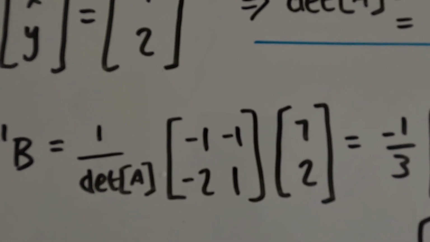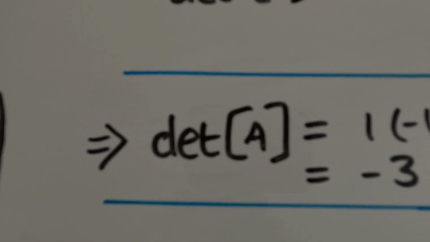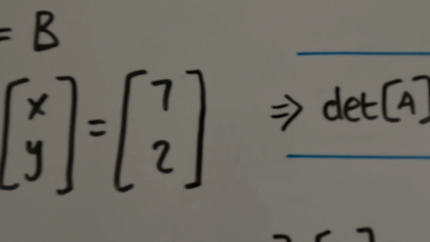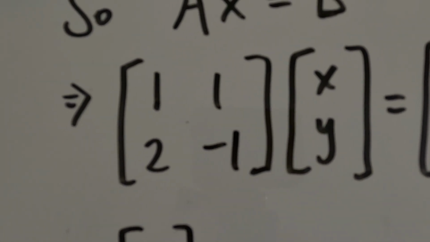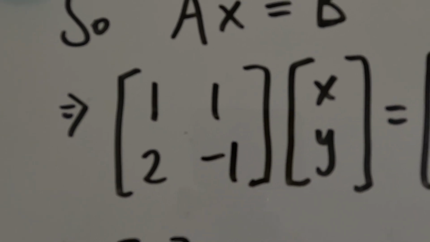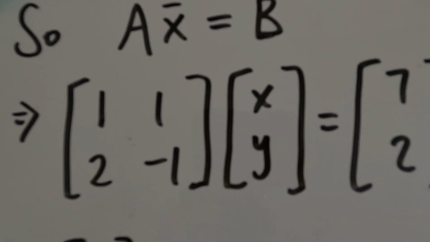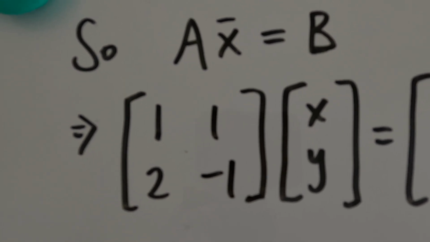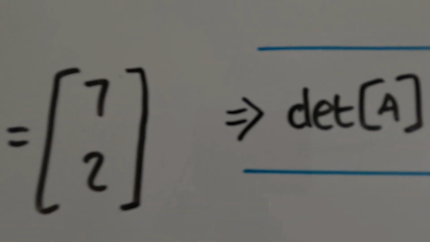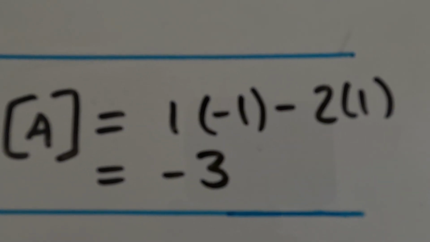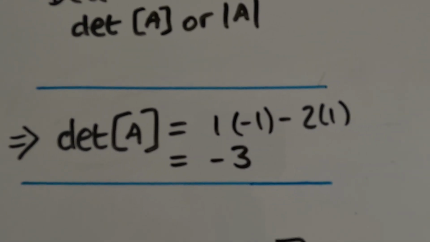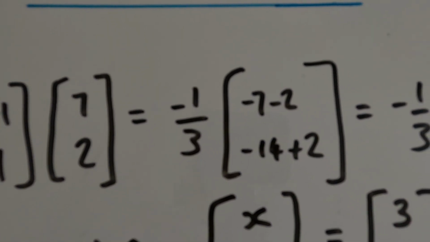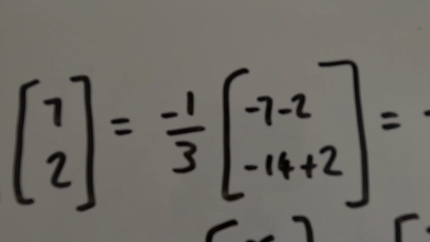Okay, so let's work out the determinant of A very quickly. The determinant of A is equal to AD minus BC. So if we go over here again, A is 1, B is 1, C is 2, D is minus 1. So AD minus BC is 1 times minus 1, minus 1 times 2. So that's minus 3. Okay, so let's write that in. So 1 over the determinant of A is 1 over minus 3, or minus a third.